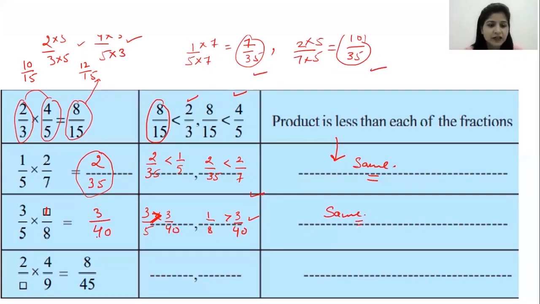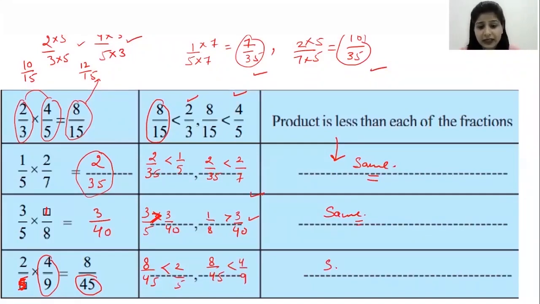The next one, which we have, is 2 upon 5 and 4 upon 9. Just see, 4 upon 9 is a proper fraction. To make this a proper fraction, what I can do? I can write 2 upon 5. Okay, already we are given 45 here. So what I should write here, if you see, 9 5s are 45. Right? So we have 2 upon 5 and 4 upon 9 and we have 8 upon 45 as the answer. Again we know 8 upon 45 is less than 2 upon 5 and it is also less than 4 upon 9. Okay? So yes, the product is smaller than the fractions.